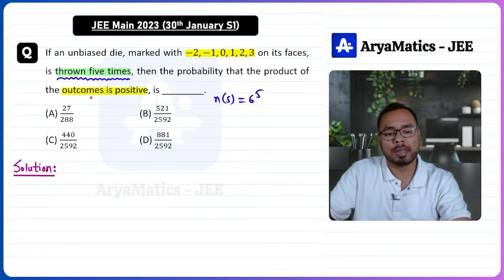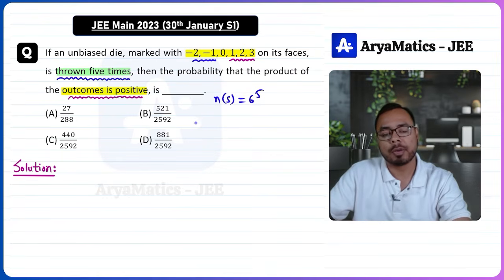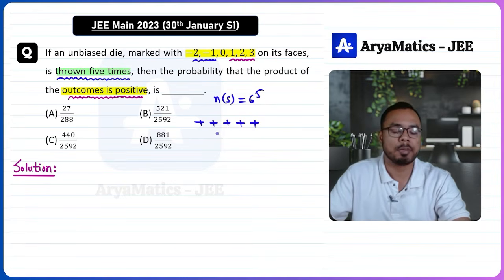Now we have to find in how many different ways we can make the outcome positive, right? As you can see, here we have 3 positive numbers and 2 negative numbers. If we need a positive outcome, then there are different possibilities. One possibility is that all 5 outcomes are positive, then their product will be positive. So this is one case. If I get a positive number in all 5 throws, then the product will be positive.